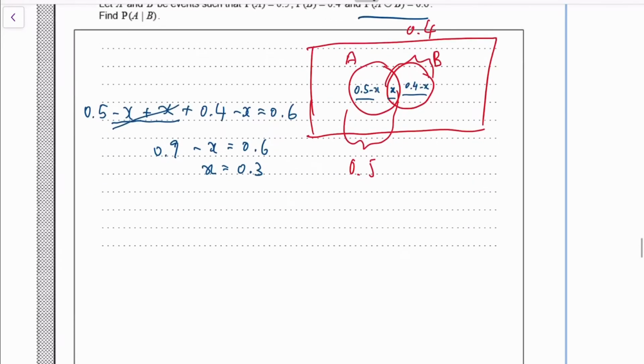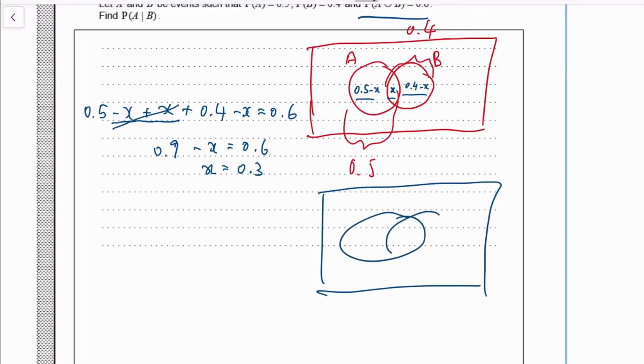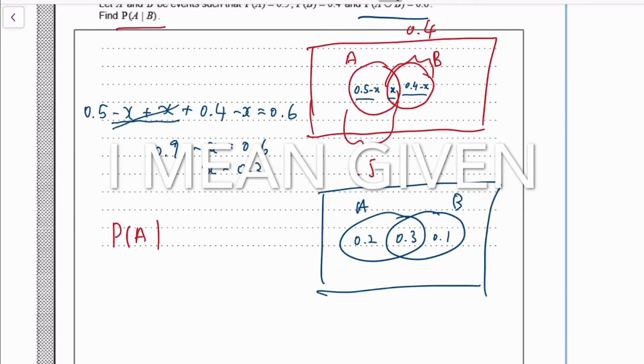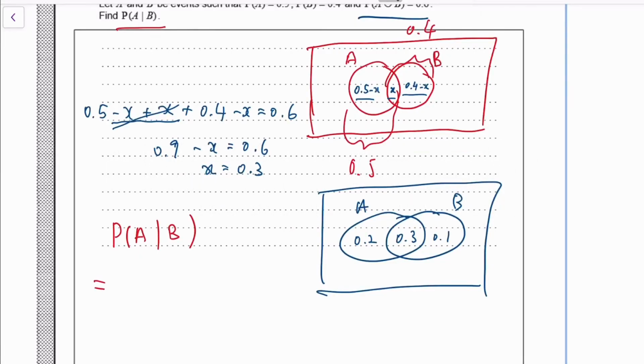Okay, so we can update our information. So the middle here is 0.3. A together is 0.5, so the left bit must be 0.2. B together is 0.4, so the right bit must be 0.1. They are looking for probability of A given B. So this is a conditional probability.